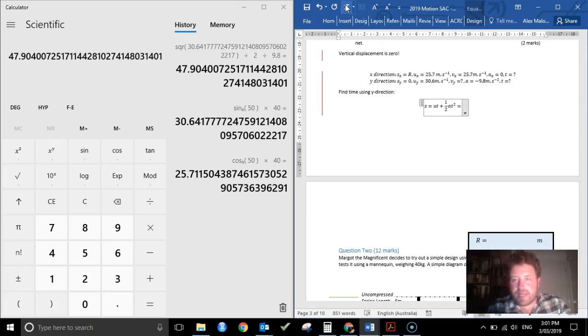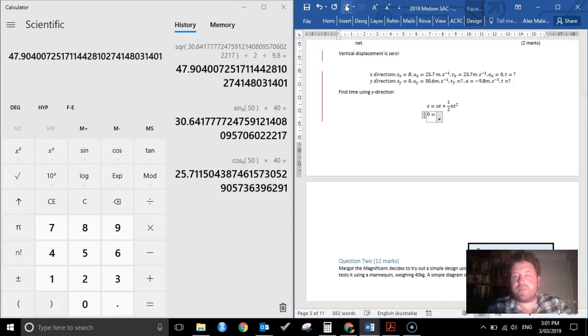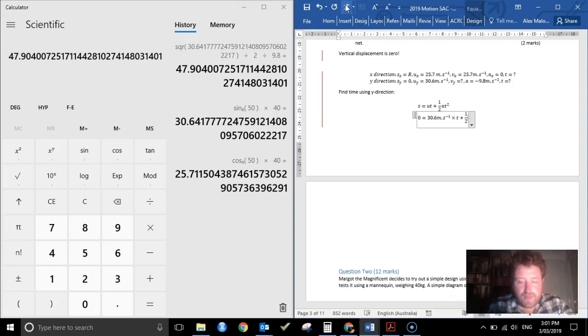Right, in this case, that means 0 equals 30.6 meters per second times t, which is unknown, plus a half negative 9.8. Don't forget that negative, because downward we're finding upward is positive. And that's times t squared. Right, now you notice that we've got a common factor of t there, so we can pull that out. So your basic math method stuff, 30.6 meters per second to the minus 1, minus 4.9 meters per second to the minus 2, t.